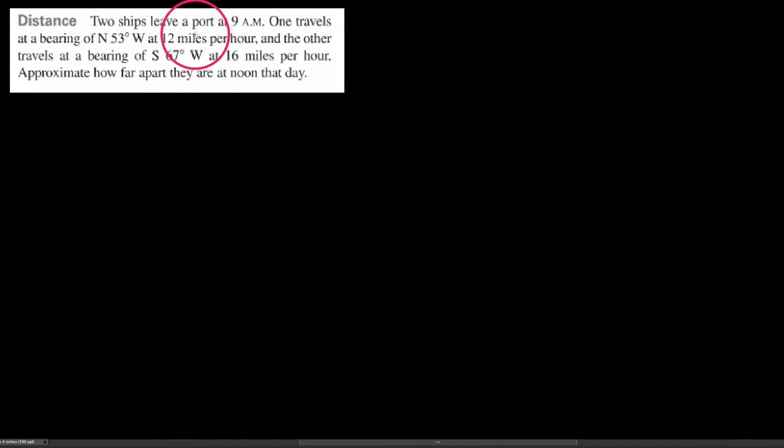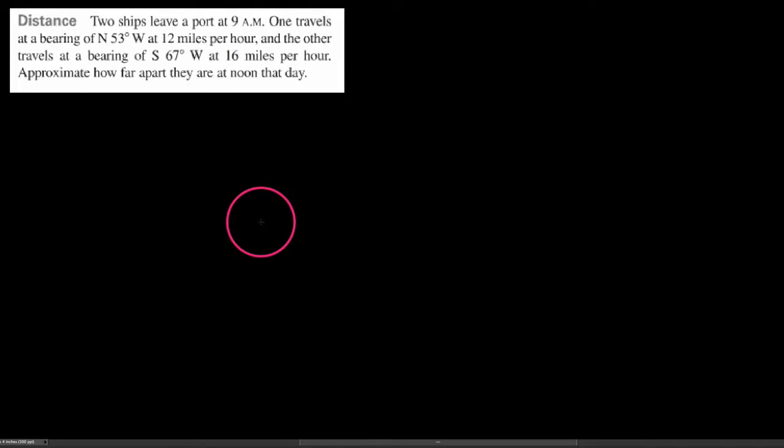It says two ships leave a port at 9 a.m. One travels at a bearing of north 53 degrees west at 12 miles per hour and the other travels at a bearing of south 67 degrees west at 16 miles per hour. What we want to do is approximate how far apart they are at noon that day.